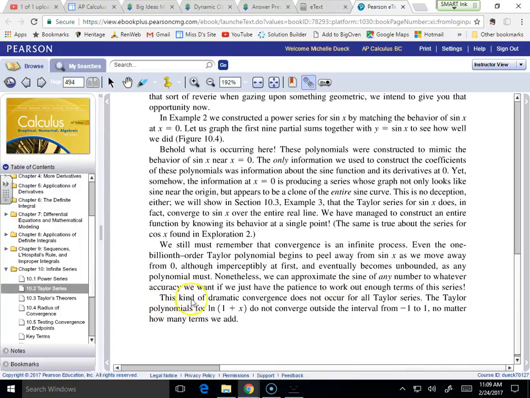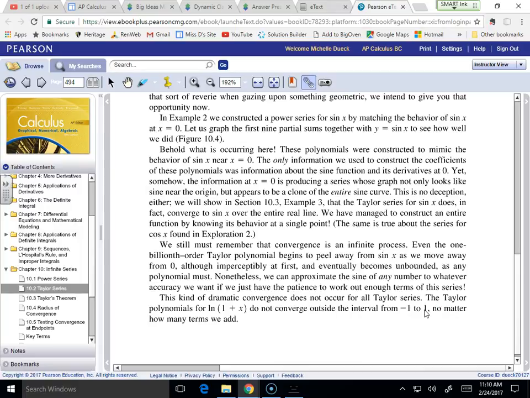And then the last paragraph: this kind of dramatic convergence does not occur for all. This is letting you guys know that even though sine, cosine, e to the x, and maybe others have infinite intervals of convergence, once again, certain ones like ln will never converge outside the interval from -1 to 1. So how would we once again make it converge around where we want it to converge, if our value is not naturally between -1 and 1? We want it to converge.